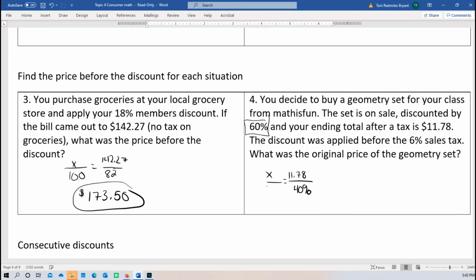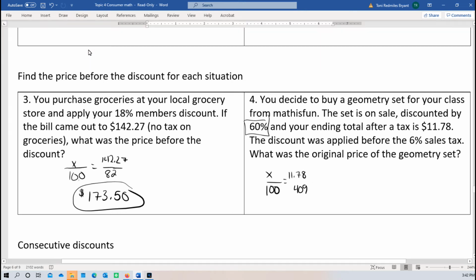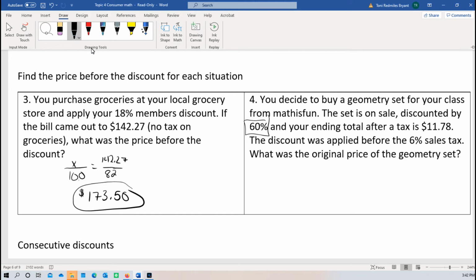I don't know what the original price was, but I know that's before the... well, no, actually, hold up. I'm looking at this wrong. We got to go backwards from tax first. So this is the price after the tax has been done. So it's almost like we got to work what that cash register does backwards. Okay, so we got to take the tax back away.